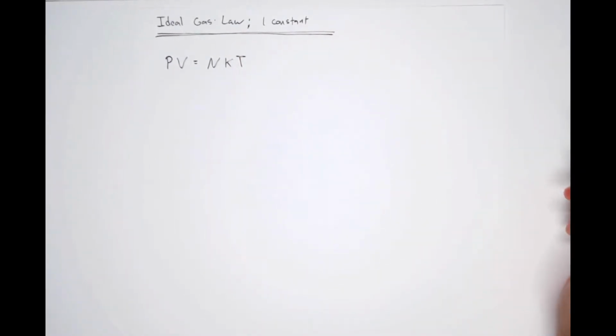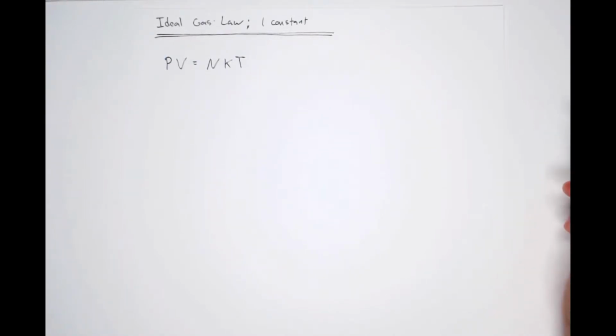And essentially what we want to know here is if one of these variables is held constant and the other three are made to change, of the ones that are changing, if we know how two of them are changing, can we predict how the third one must change in order to keep the system in equilibrium? So let's go through an example.